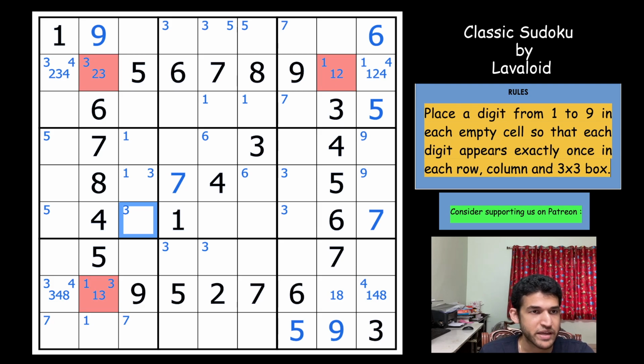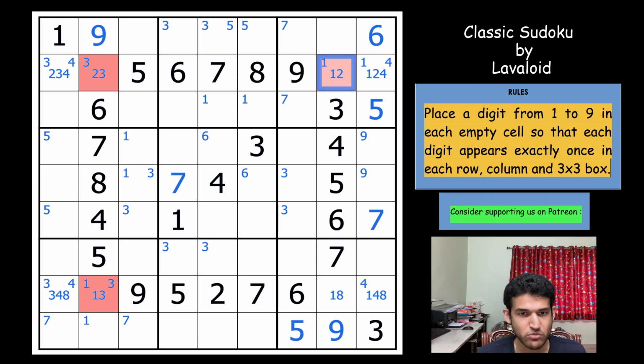If you call 1 as, let's say, A, and 3 as C, and B as 2, you will notice that this cell contains A and C, this cell contains B and C, and this cell contains A and B. So when you have such a pattern, that is called a wing pattern.